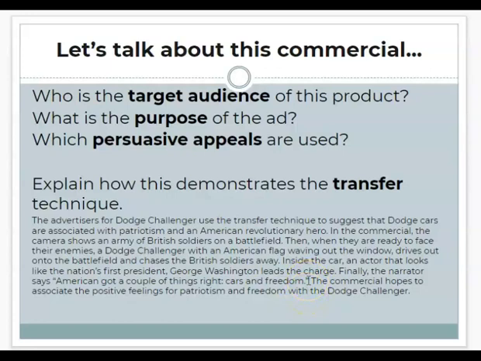Cars and freedom. What are they trying to transfer? A feeling of freedom with their car, the Dodge Challenger. The commercial hopes to associate the positive feelings for patriotism and freedom with the Dodge Challenger. See how they did that? Okay, that's called transfer. Okay, so what's the next technique?